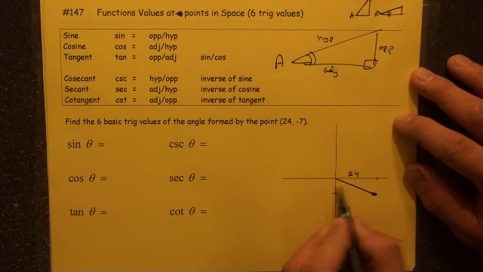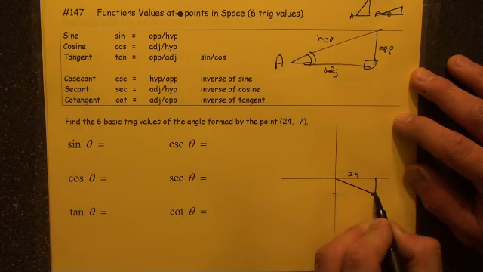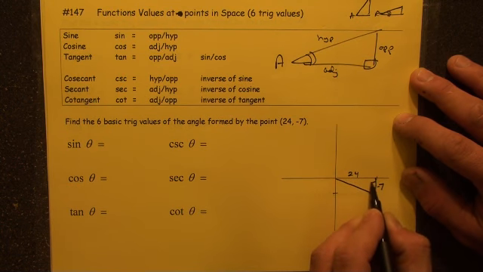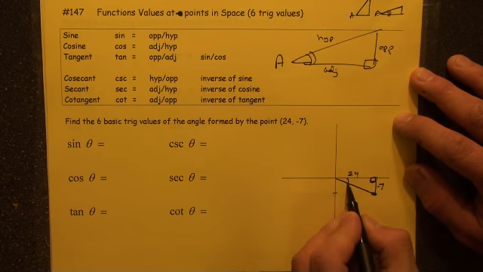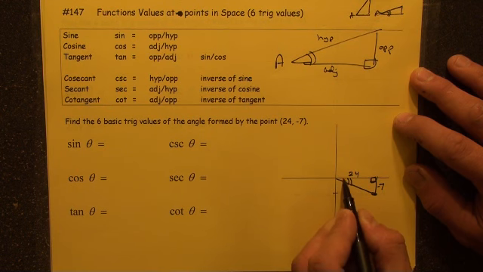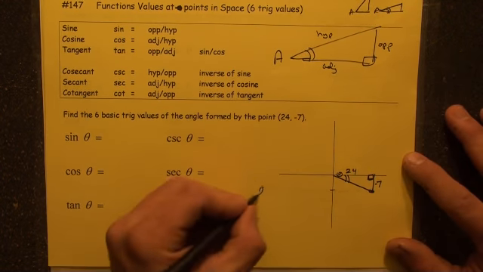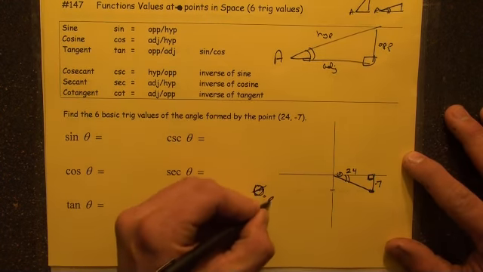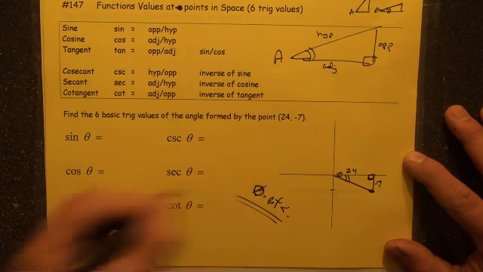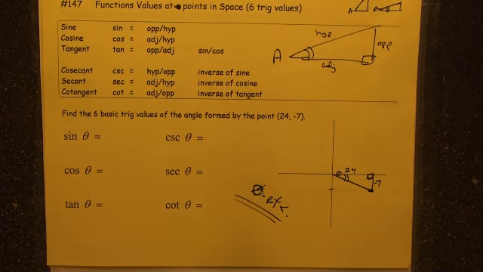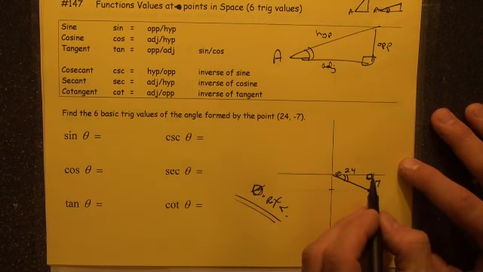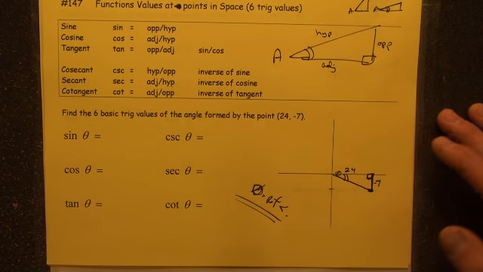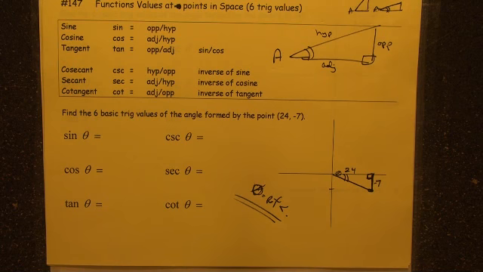Well, this distance is 24. This distance is 7. It's on the negative side. And that would be our right angle. This angle here, we'll call it theta. That would be referred to as what's called a reference angle. And the reference angle is formed by drawing directly up to the x-axis or down to the x-axis. So you're always going to have this right angle that's formed, so therefore you're always going to have a right triangle. Okay? And that's what trigonometry is.